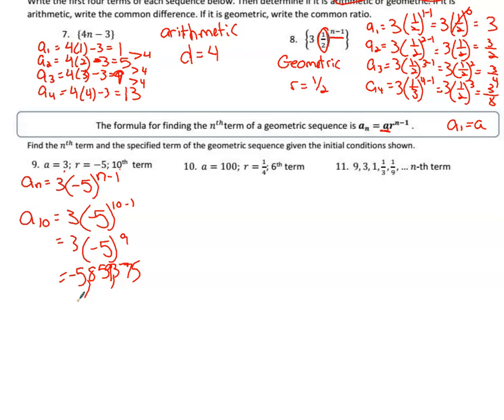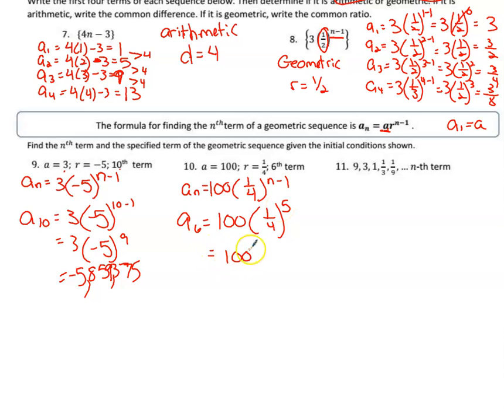If you want to pause the video and try to work out 10 and 11, you do that, and then you can come back and I'll be calculating these. So to get a sub n, I'm going to take the first term, which is a, which is 100, and I'm going to take my r, which is 1/4, and raise it to the n minus 1 power. That'll give us any number in this sequence. To get the actual 6th term, I'm going to take 100 times 1/4 to the 6 minus 1, which is 5.